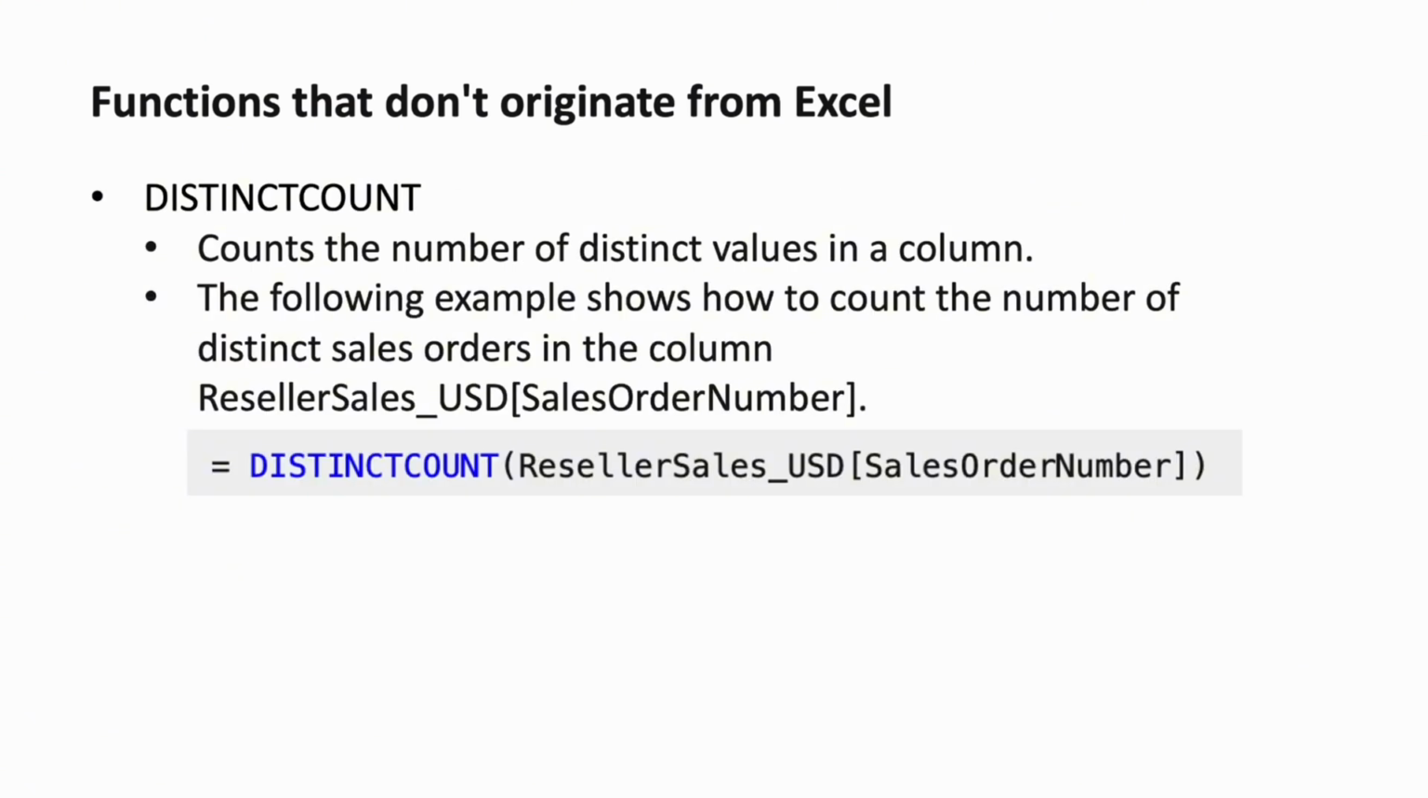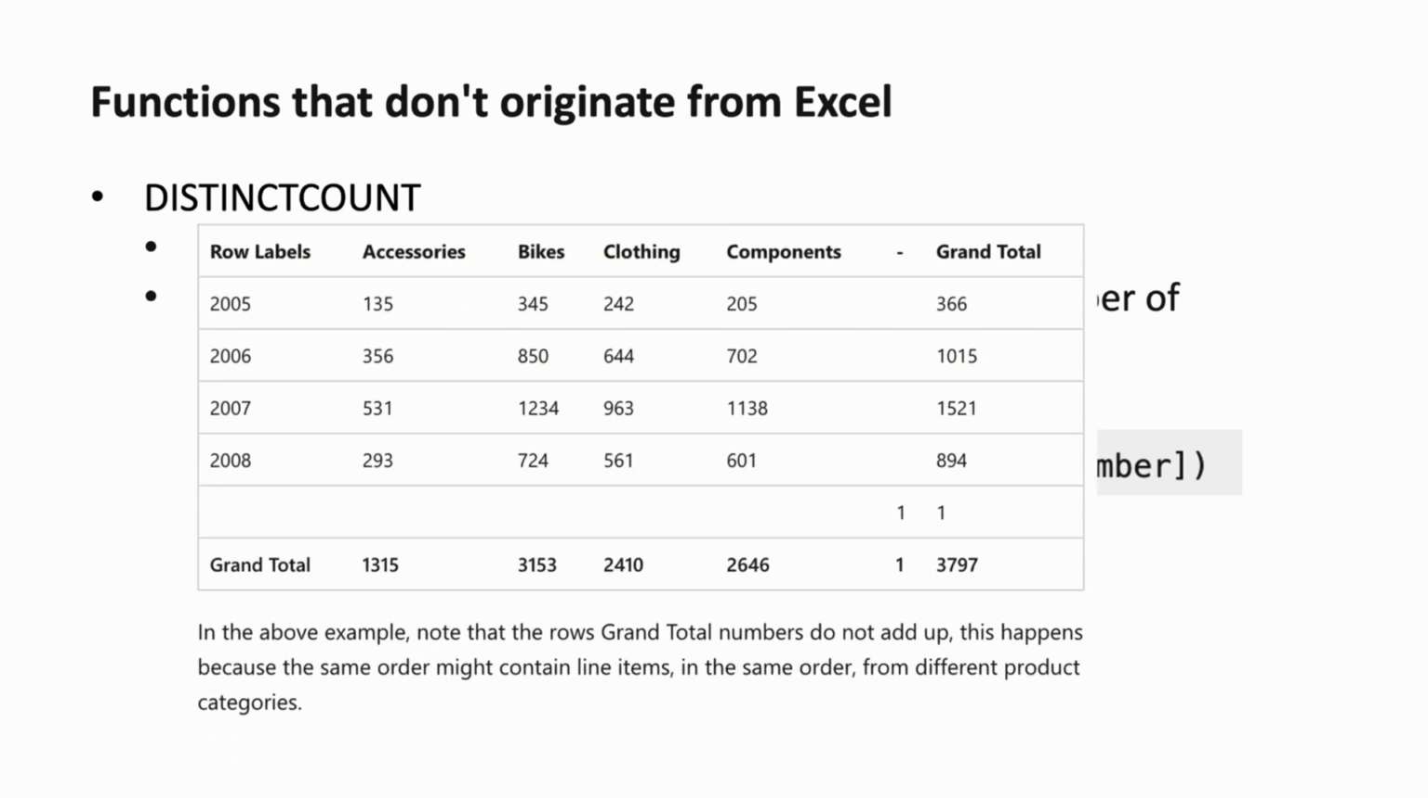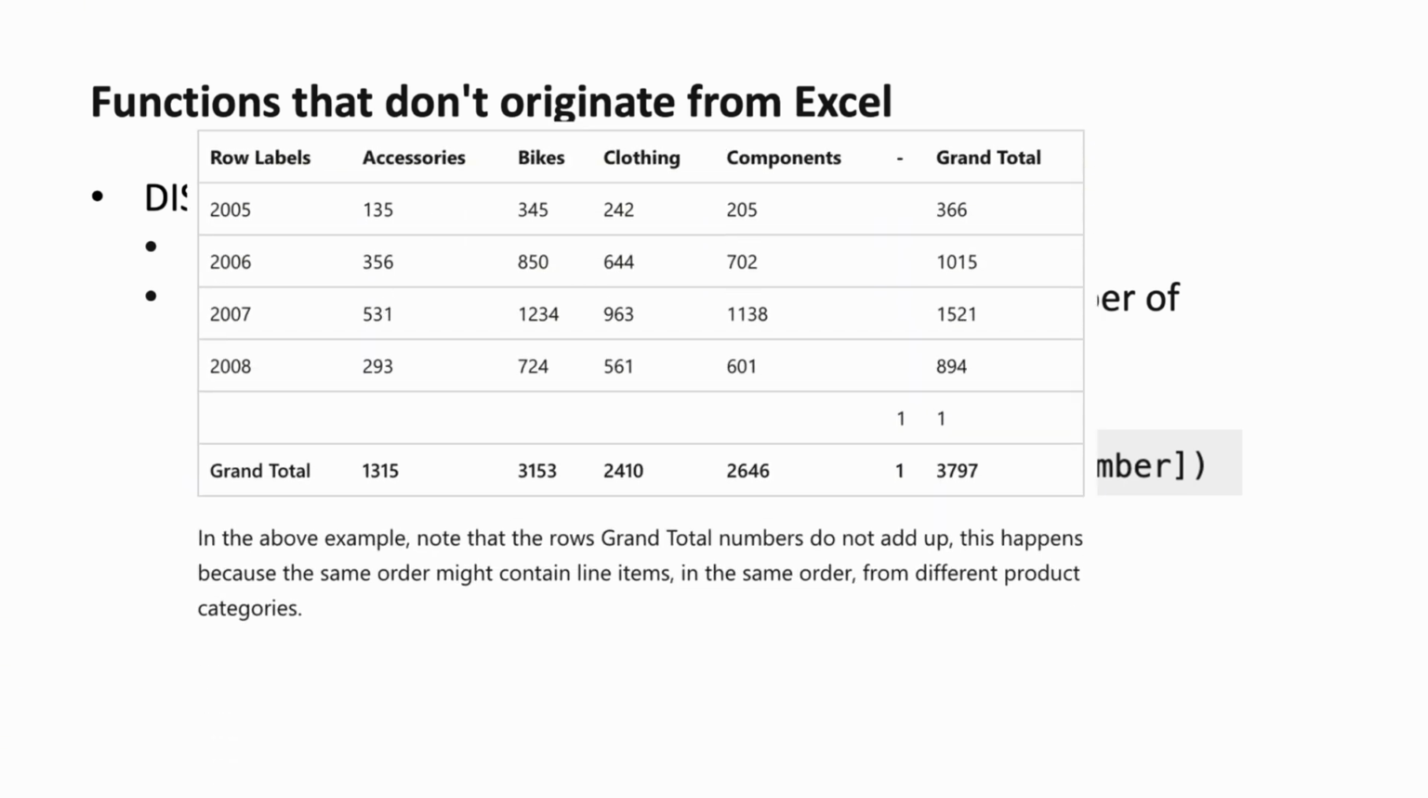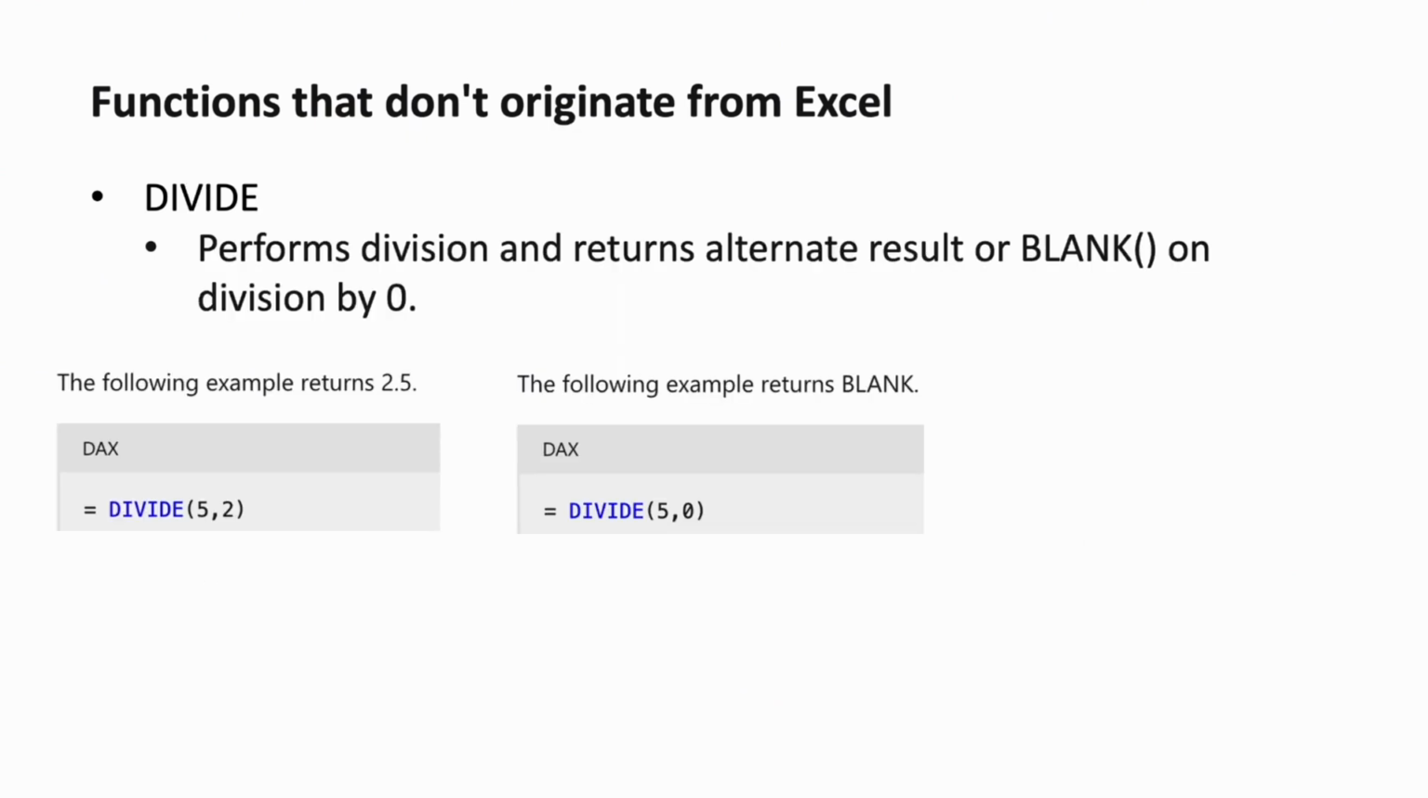DISTINCTCOUNT counts the number of distinct values in a column. For example, to count the number of unique sales orders in the column Reseller Sales USD Sales Order Number, you would write a DAX formula using DISTINCTCOUNT. The screenshot demonstrates the calculated measure and the resulting count. The DIVIDE function performs division and returns an alternate result or blank if division by zero occurs. The slide image shows an example where DIVIDE is used to calculate profit margins safely, avoiding errors from dividing by zero.